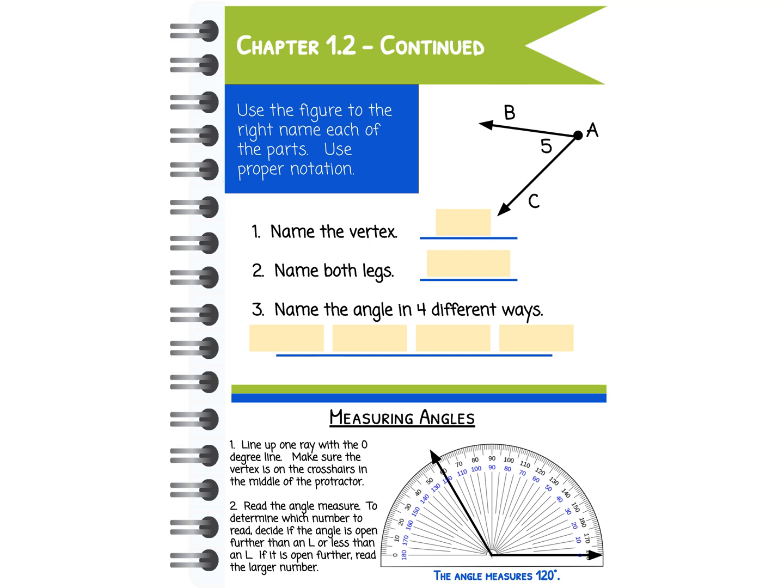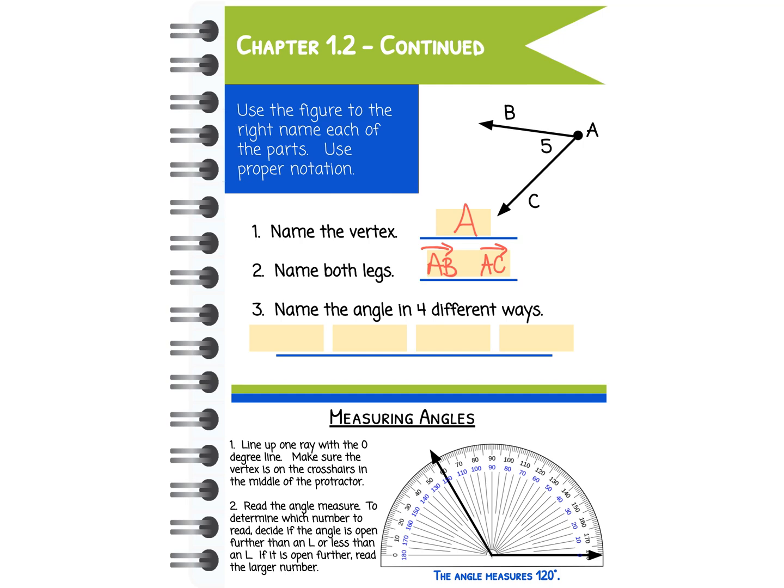All right, so quick practice here. If we want to name the vertex, remember the vertex is that endpoint. So the name of my vertex is A. Both legs: remember, these are rays, so there's a specific order you have to name them. So this is going to be ray AB and AC. You have to name A first, then your other point.